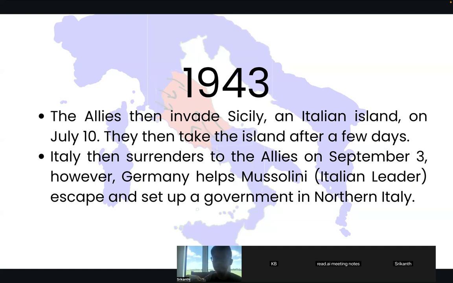However, Germany actually helps Mussolini, the Italian leader, escape and set up a government in northern Italy. But that didn't work because he actually got executed in 1945.